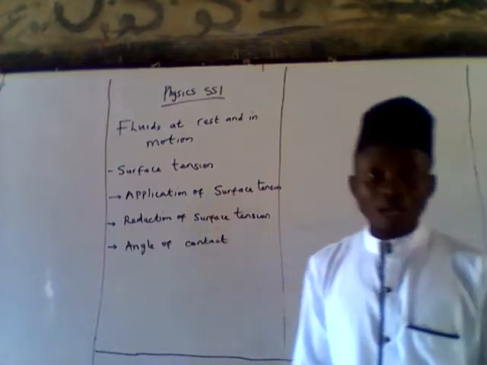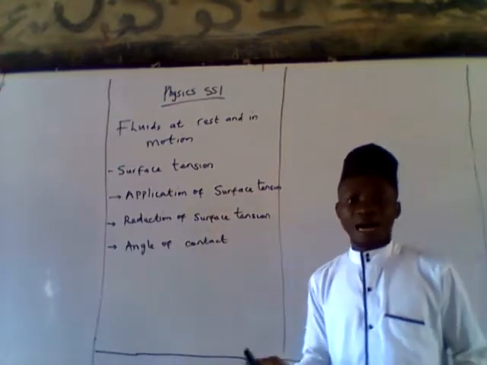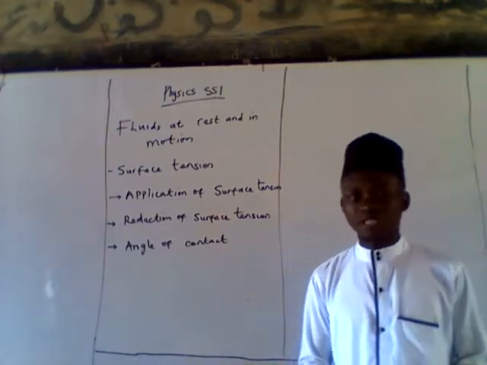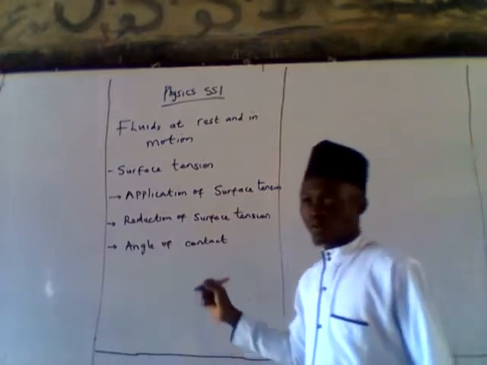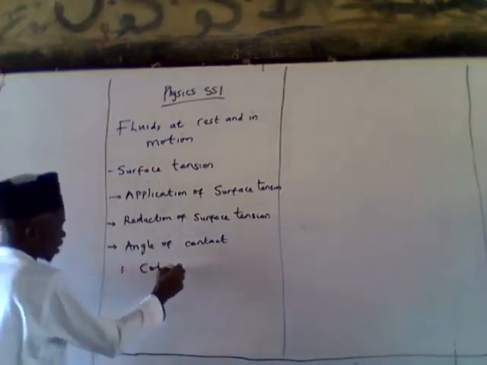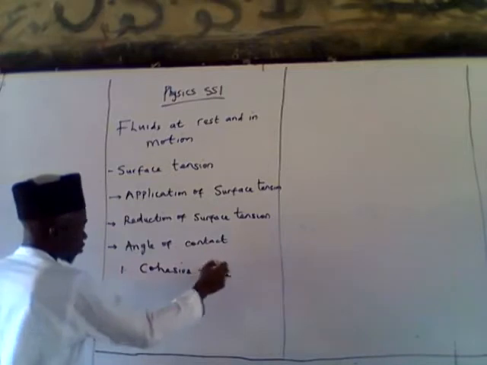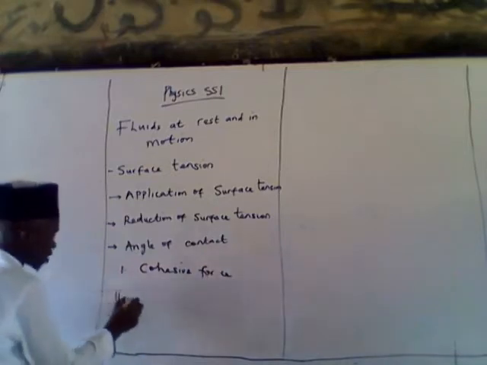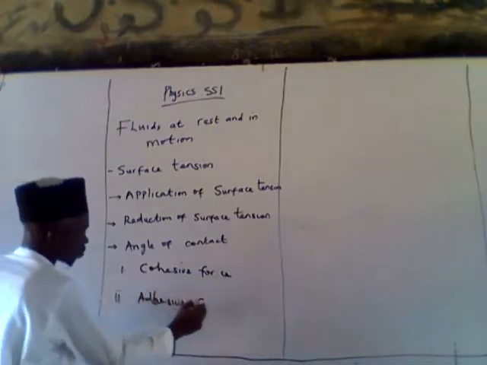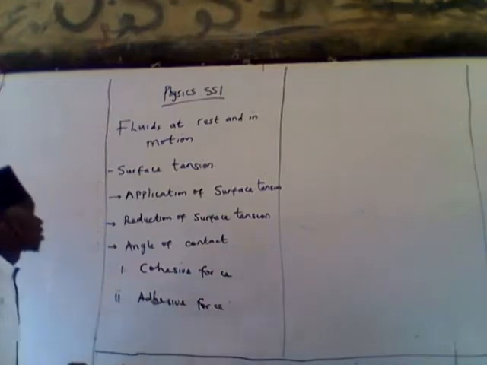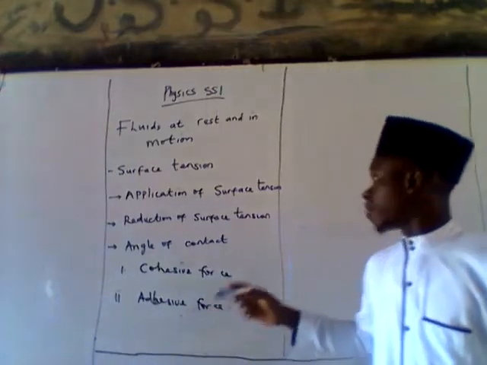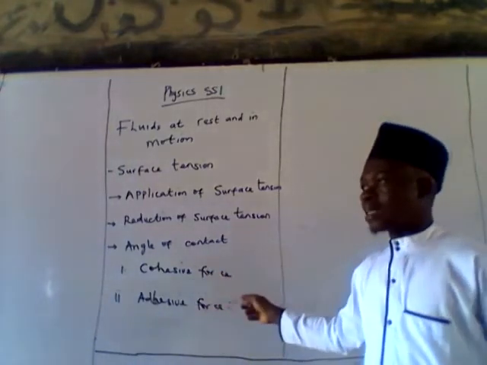When a fluid is at rest, that is, not in motion, we have two intermolecular forces acting on it. The first one is the cohesive force, and the second one is the adhesive force. These two forces act on a fluid at rest. So what do we mean by cohesive force or adhesive force?